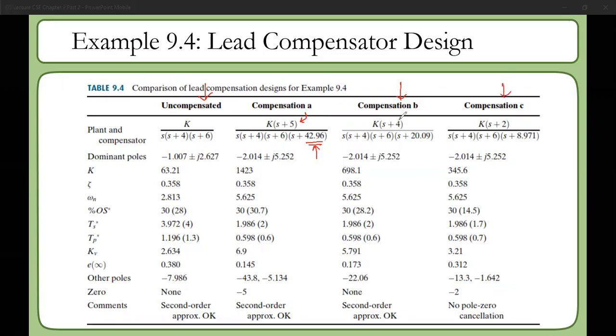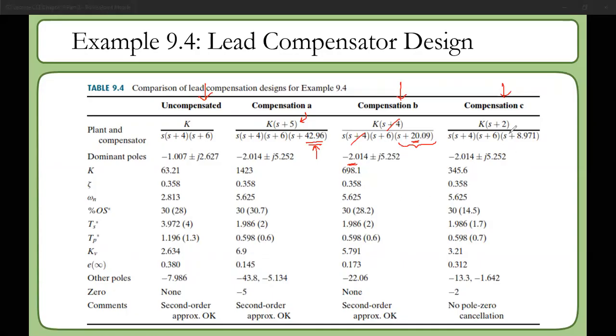So this one, as you can see, these are actually cancelling each other. We deliberately placed a zero at a pole location, so the pole and zero are exactly cancelling each other. What is left is a pure second order system, because this one is far away, so the approximation is valid. As you can see, it is at -2 and it is at -20, so more than 10 times.